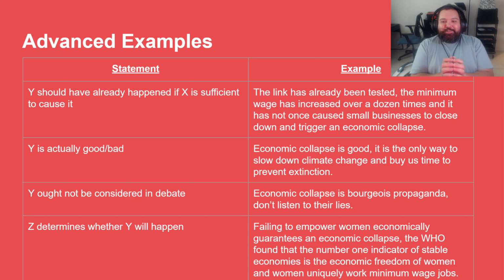Y ought not be considered in debate. Economic collapse is bourgeois propaganda. Don't listen to their lies. Classic frame out. Z determines whether Y will happen. And again, remember, Z is a competing impact. Failing to empower women economically guarantees an economic collapse. The WHO found that the number one indicator of stable economies is the economic freedom of women, and women uniquely work minimum wage jobs. That is our sequencing argument. So that is all of the algebraic analysis. That is all of the examples of the algebraic analysis.